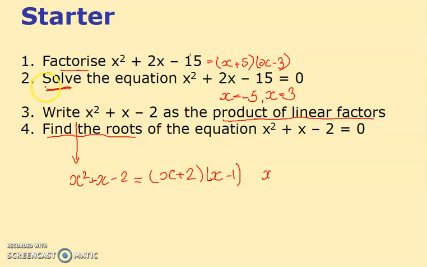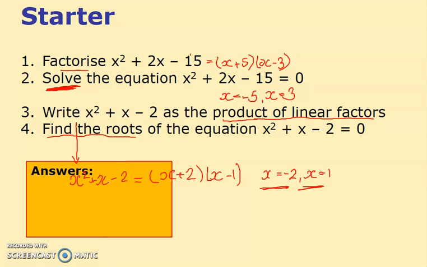Notice it sounds different. Last time it said solve, you know how to do it. Find the roots. What's that? Well, actually, it's exactly the same thing. x equals, change the sign, minus 2. x equals, change the sign, 1. So again, I'm just really on this starter trying to highlight in your mind the fact that these questions sound different, but really are exactly the same.